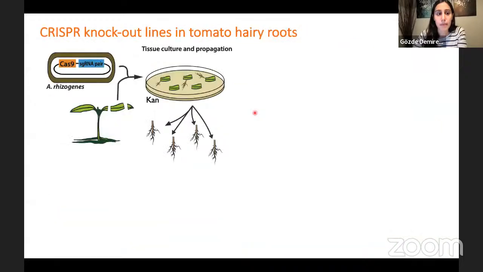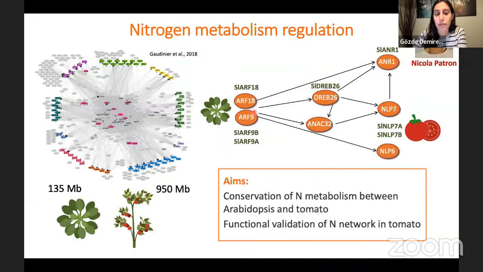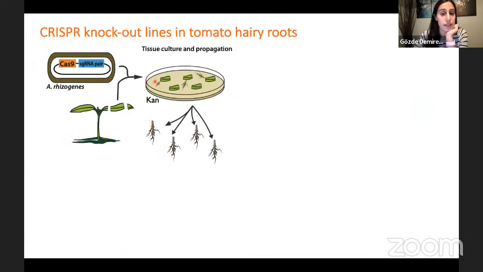So how we do this, our aim was to create the single and higher order mutants of all of these transcription factors in tomato. And because transformations take a long time in tomato, we use a different system.